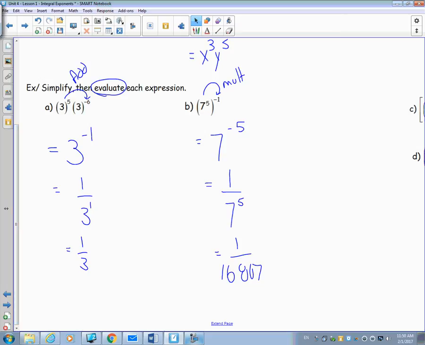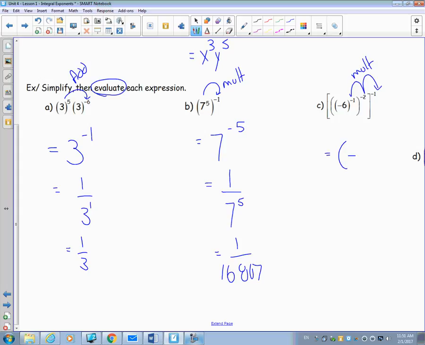Let's try C. Ooh, there's a messy one. What do I notice about all these things? They're powers to powers to powers. So I can multiply all of those things. My base is the number -6 in brackets. Make sure it's in brackets because I want to apply the exponent to everything in the bracket, the number and the sign. And when I multiply -1 times -2 times -1, I end up with a negative and a 2.